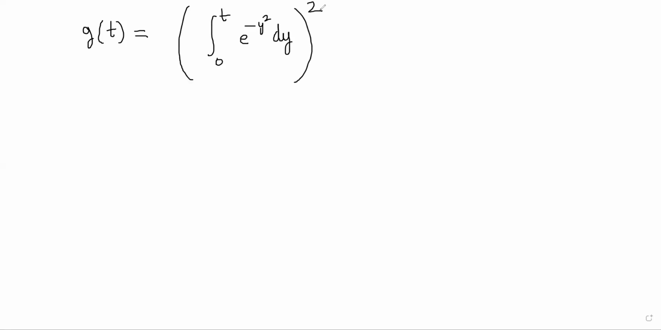We start by defining a new function, g of t. Let's call this new function g of t as the integral of 0 to t e power minus y square dy, and the whole square of this. This is my new function. So think about it. What is g of infinity? G of infinity is basically 0 to infinity e power minus y square dy whole square, right?